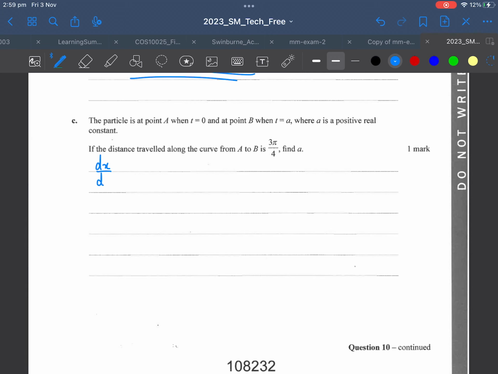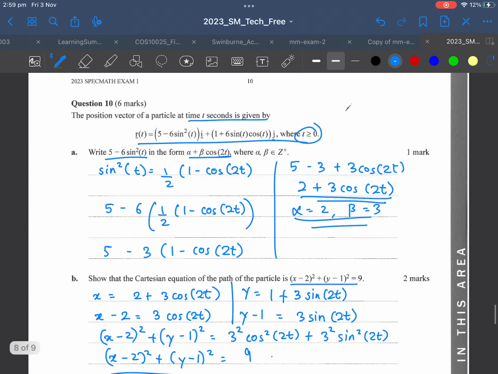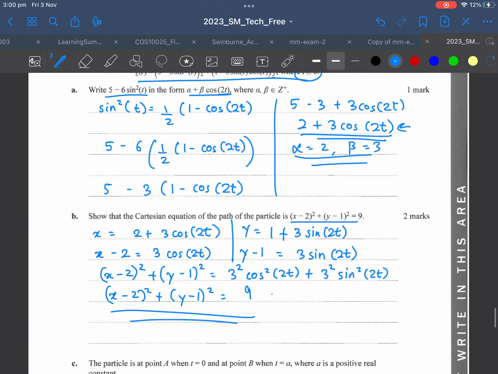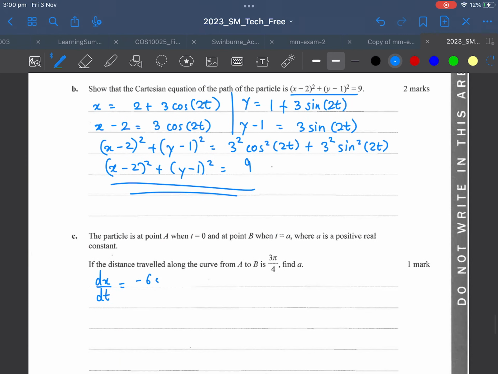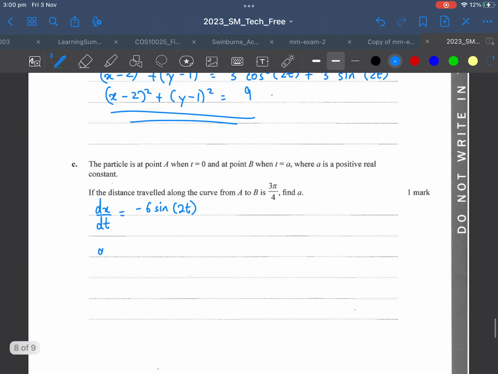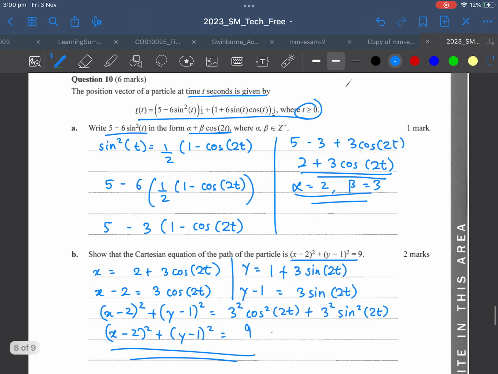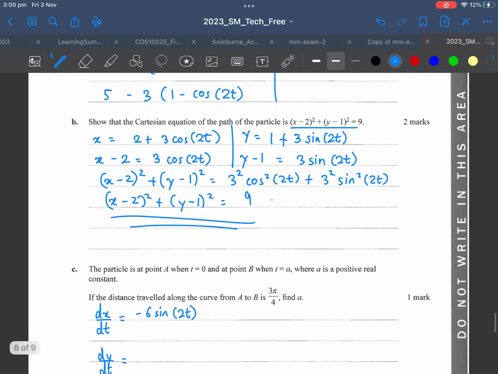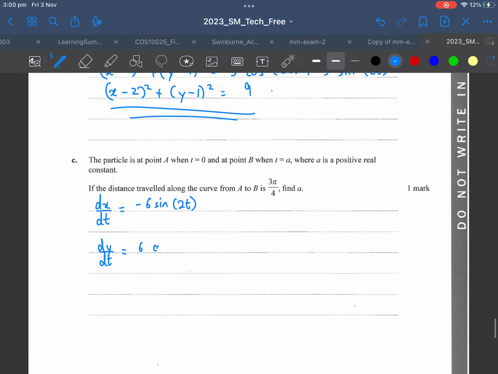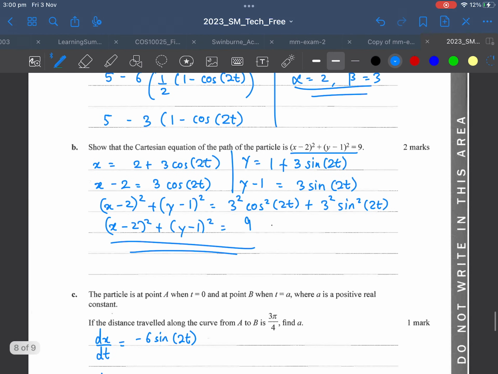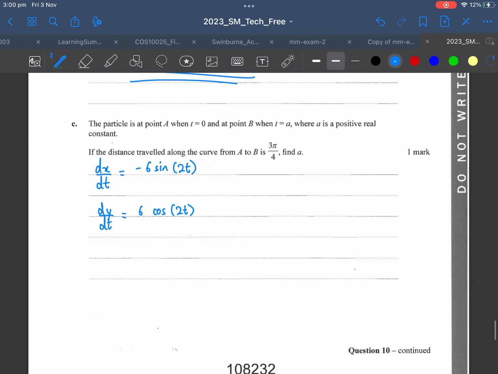So dx/dt. First, we have to differentiate, of course, for the arc length. Oh, we can just look at this, that will be easier. So dx/dt is minus 6 sin 2t, and dy/dt will be 6 cos 2t. Yep, okay. So now we can just apply the formula.